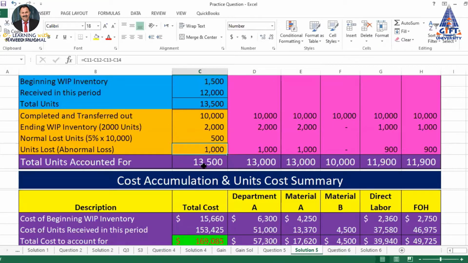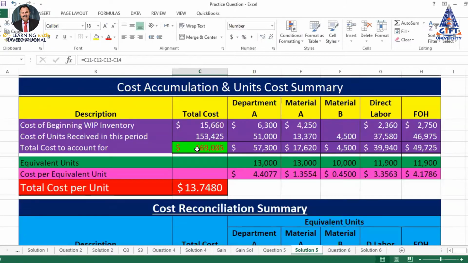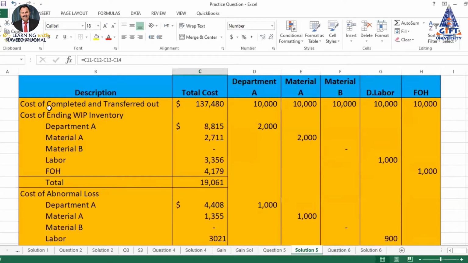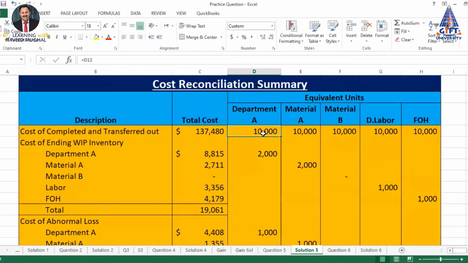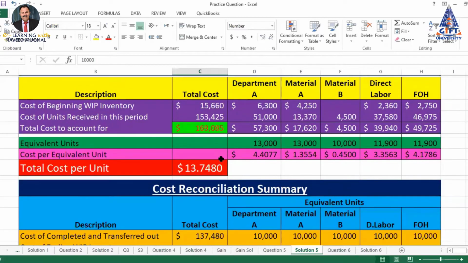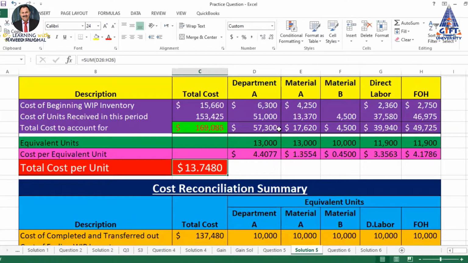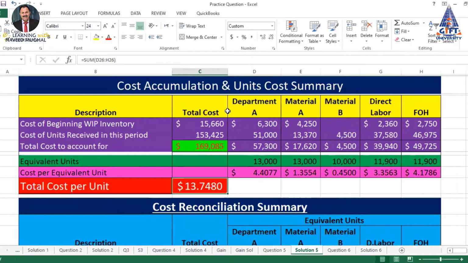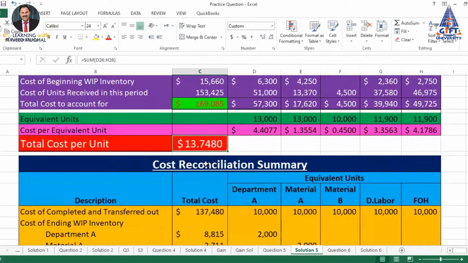So this segment will guide us how we will prepare our reconciliation summary. Our reconciliation summary will be like so: cost of completed and transferred out units, those are 1,37,480. This figure has been calculated by multiplying completed units, that are 10,000, with the per unit cost which we have calculated in our table 2, that is cost accumulation and unit cost summary.